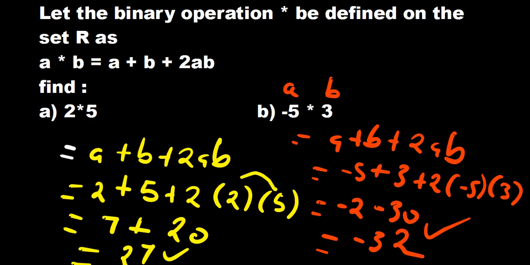Now let's look at some of the general rules that you need to consider when you're doing binary operations. So, the order of A and B.